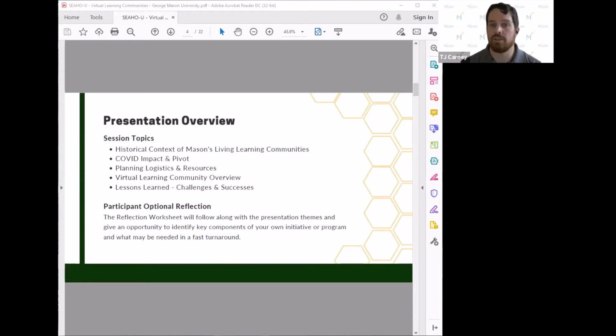As Aysha shared that link, there is a participant reflection worksheet. So we encourage you to think about your own project or initiative or program that maybe you're working on or you want to work on, something that might need a fast turnaround. And as we go through the presentation, there will be intentional sections where we'll stop and go over some of these reflection questions. And we just encourage you, again, if you want to take notes somewhere, just to get you thinking about how you can tie this presentation back to something at your own campus that you might want to implement.